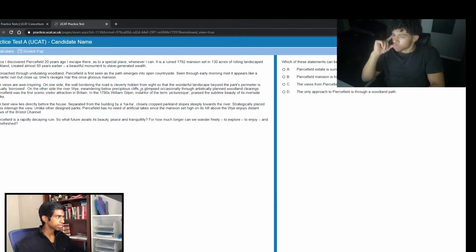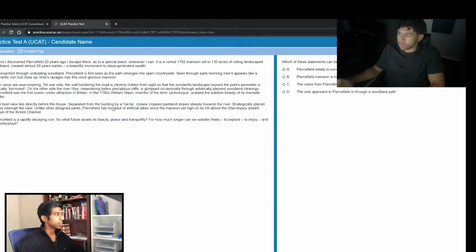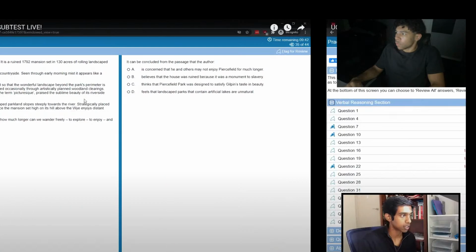Visually borrowed. C. Since the mansion's set high on this hill, so it's definitely not B. Don't think it's A, it's either C or D. Because it says strategically placed trees interrupt the view. The views were carefully designed. Strategically, I think it's C just because. 34 C.